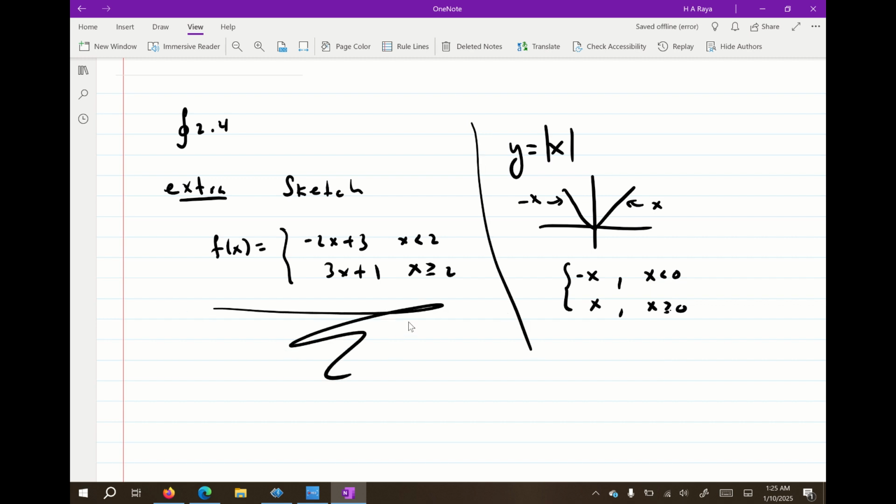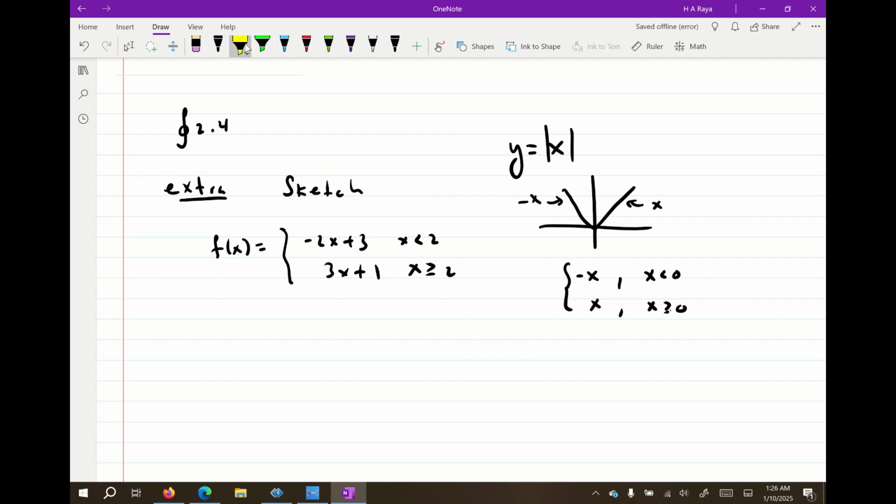I would like to go over this kind of problem to sketch another piecewise defined function. Now, this guy doesn't come from an absolute value, but these are good to go over because you come across them often in a lot of different applications. So our job is to sketch this function.